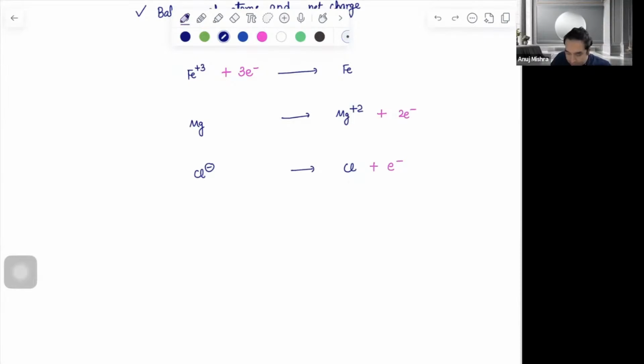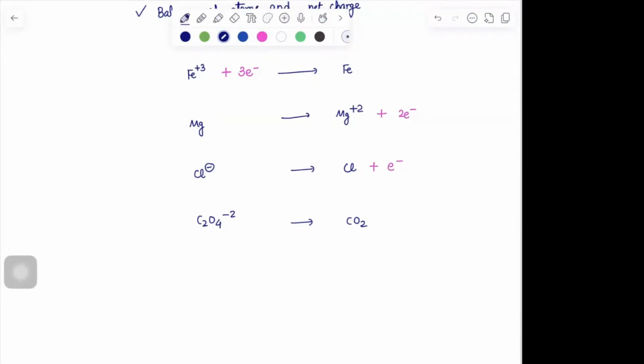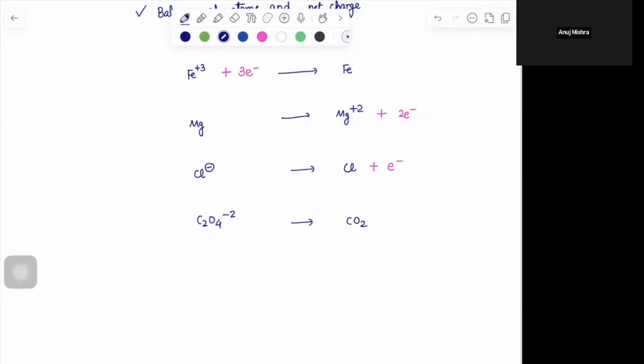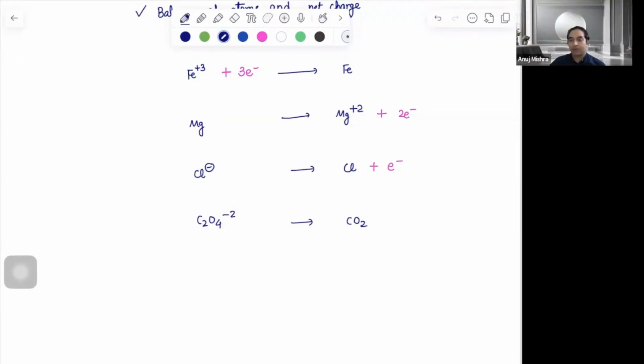Try to answer this question. It is a little bit difficult. Gradually we go toward difficult. Try to balance this reaction. So what do you have to balance? Keep in mind, you have to balance atoms, you have to balance charge.